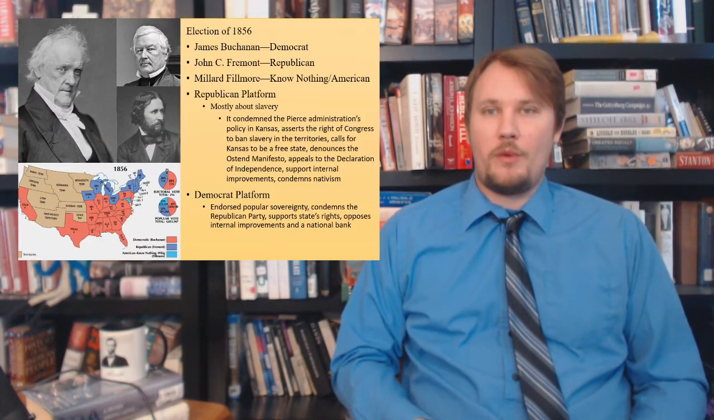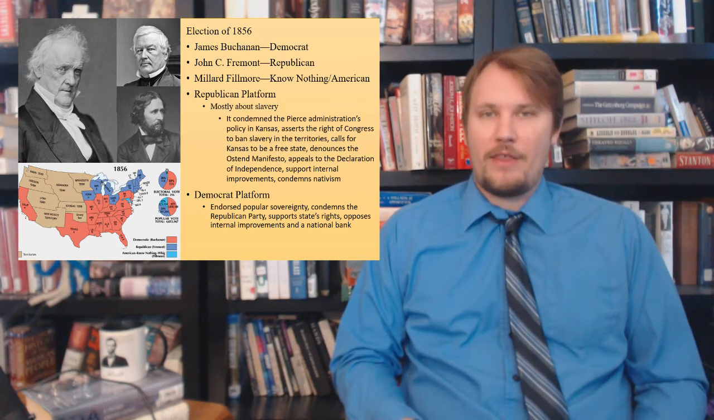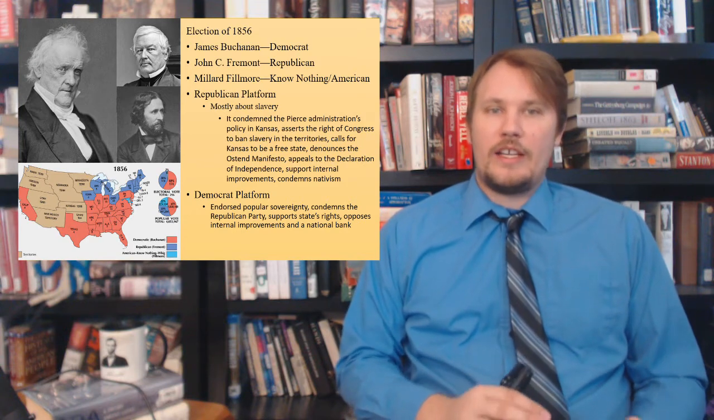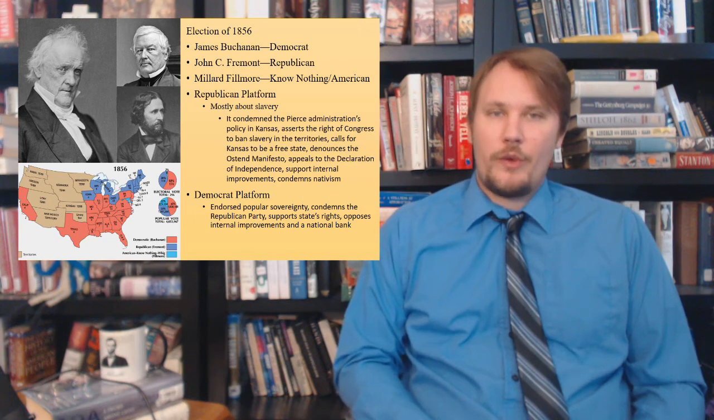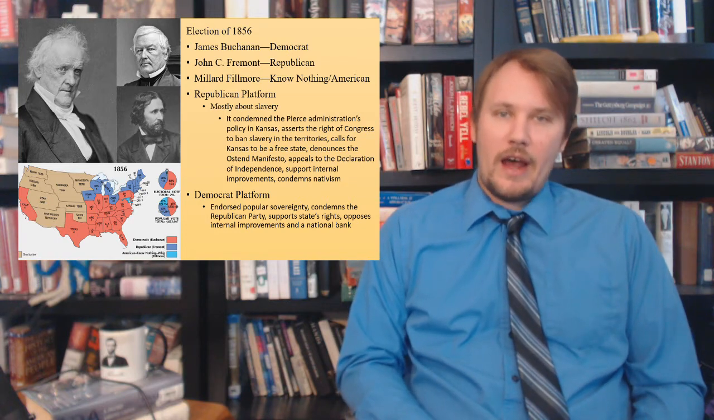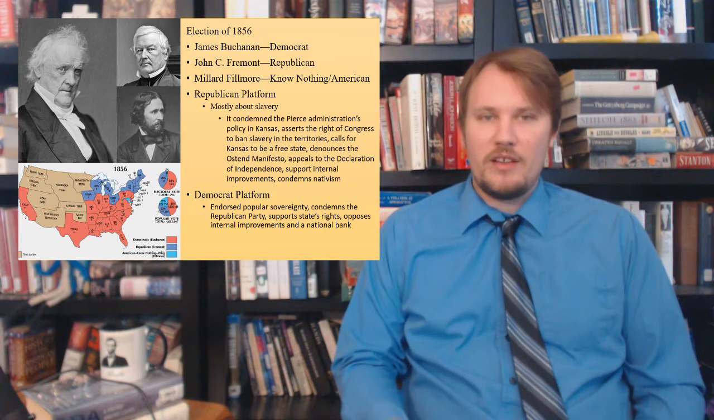Now, the 1856 presidential election would be the first time the Republican Party would run a candidate for president. They nominated the Pathfinder John C. Fremont. The Republican convention condemned the Pierce administration's policy in Kansas. They asserted the right of Congress to ban slavery in the territories. They called for admission of Kansas as a free state. They denounced the Austin Manifesto. They appealed to the Declaration of Independence.